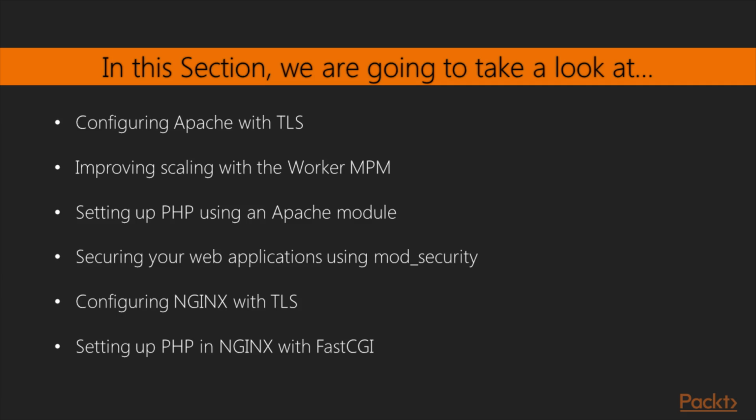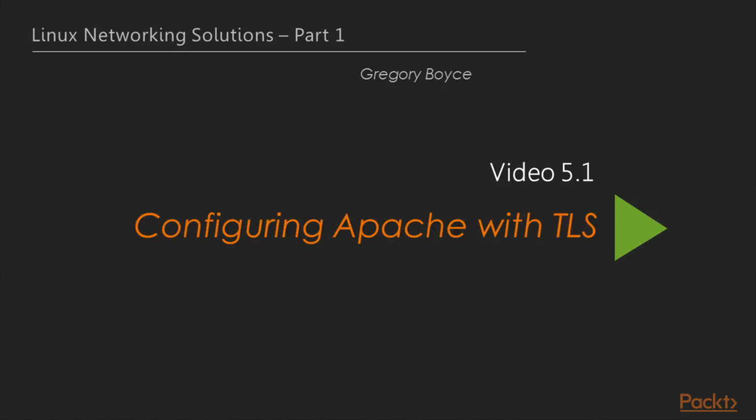In this section we will start with configuring Apache with TLS, then improving scaling with the worker MPM, after that setting up PHP using an Apache module, next securing your applications using mod_security, next configuring Nginx with TLS, and then finally see setting up PHP in Nginx with FastCGI. So let's begin with the first video titled Configuring Apache with TLS.